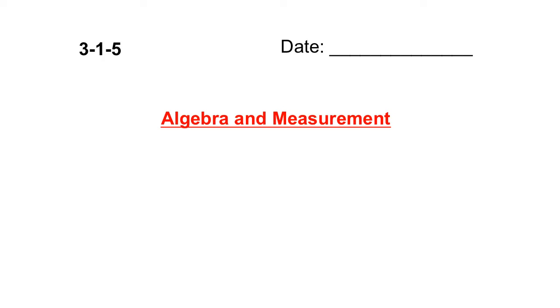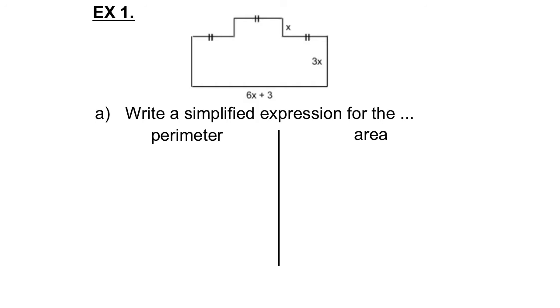In this lesson, we're going to work through some examples that combine ideas of measurement and algebra. So here we have a composite shape. Remember, a composite shape is made up of two or more smaller basic shapes. So we've got a small rectangle and a larger rectangle, making up this entire composite shape. And we're asked to write a simplified expression for the perimeter and area.